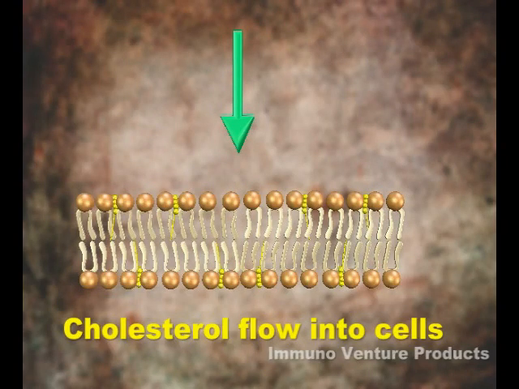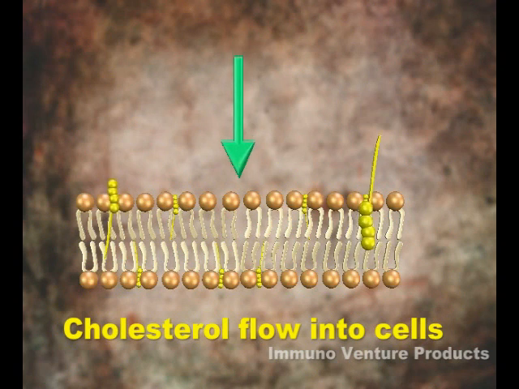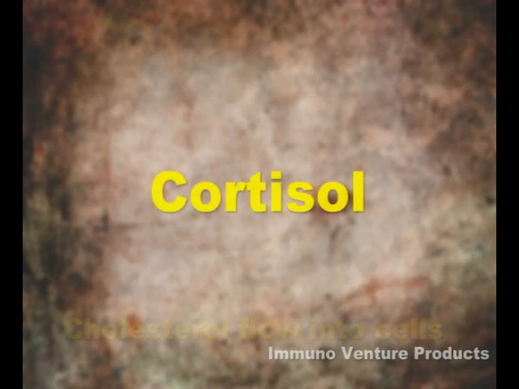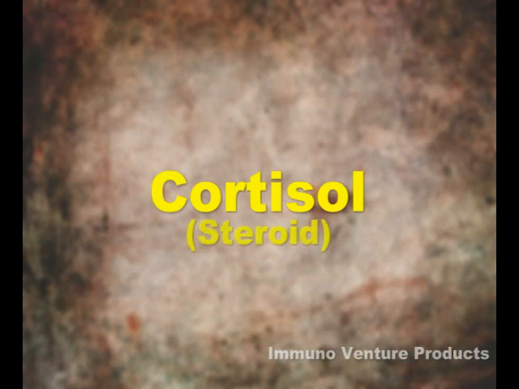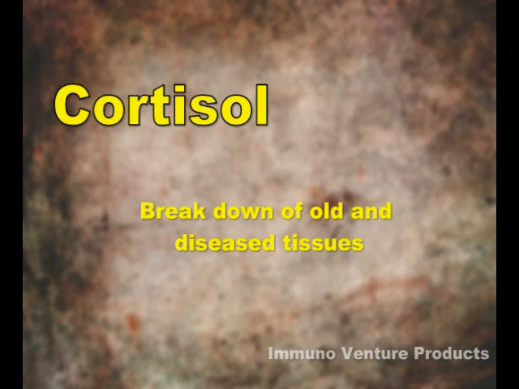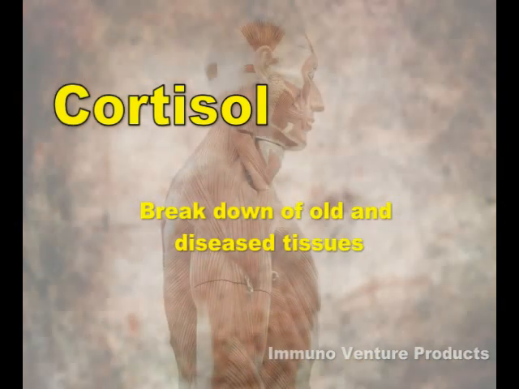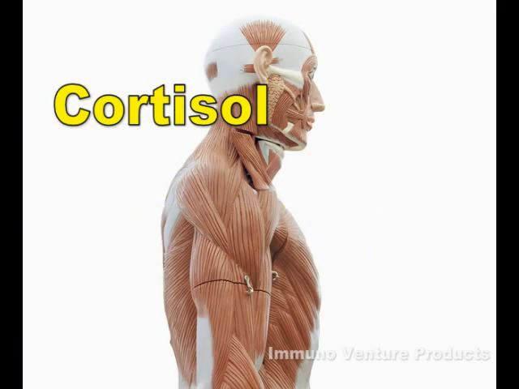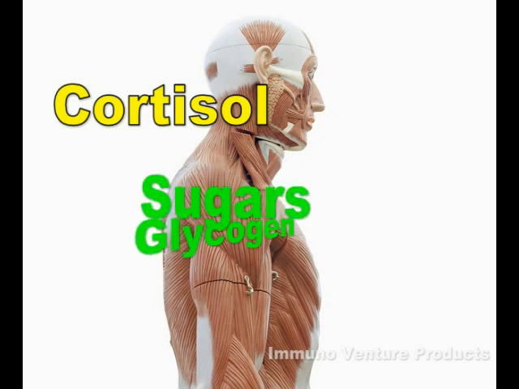There are billions of cells in the body. When cells are undergoing repair, a large amount of cholesterol is required to repair their membranes. Cholesterol is also used to produce certain hormones called steroids, such as cortisol. Cortisol plays a role in the breakdown of old and diseased tissues in the body. It breaks down protein used in building muscle by converting those proteins to sugars and glycogen.